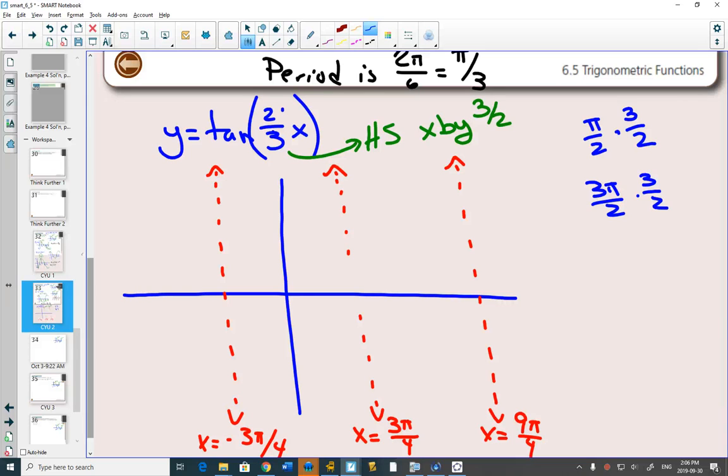My x-intercepts were at 0. My next one was at pi. But if I multiply that by 3 over 2, I'll get 3 pi over 2. And the shape of my tan graph looks very much like an x cubed graph.